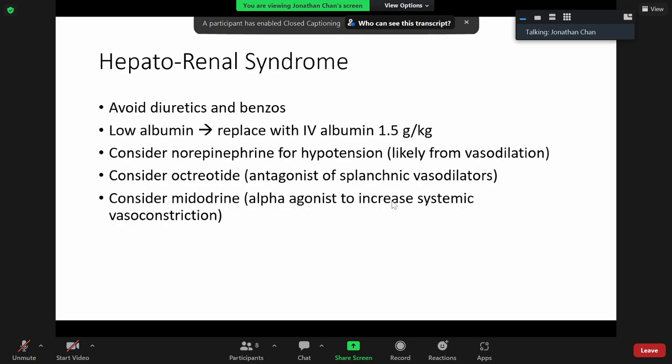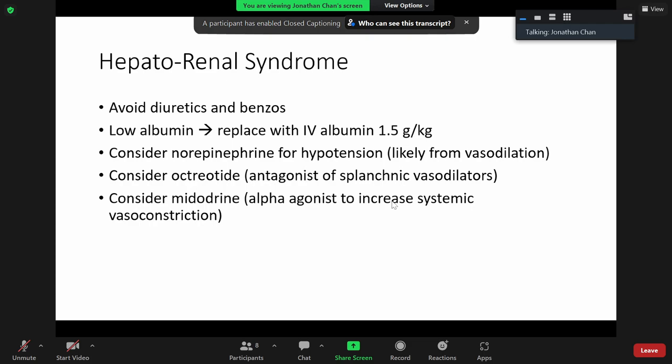The treatment for hepatorenal syndrome includes avoiding diuretics and benzos. If patients are found to have low albumin, we do want to replace their albumin with IV replacement at 1.5 grams per kilo. We want to consider norepinephrine as a medication for the hypotension, which can likely be caused by vasodilation. We want to consider octreotide, which antagonizes the splanchnic vasodilators that we see formed in hepatorenal syndrome. And we can consider another medication such as midodrine, which is an alpha agonist to increase systemic vasoconstriction.